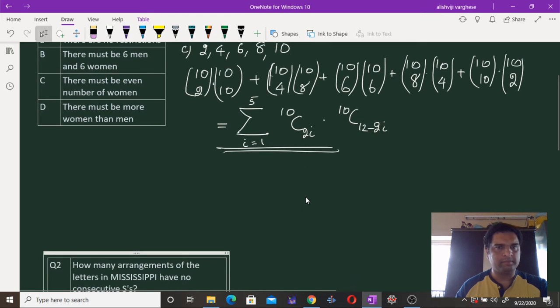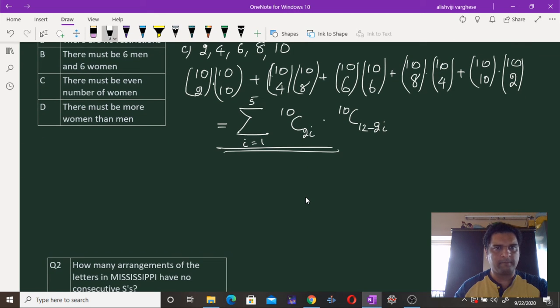Now there is question D. There must be more women than men. Since the committee is of size 12, this happens when there are at least 7 women in the committee. So we have to find the ways in which we can choose a committee with 7 women, 8 women, 9 women, 10 women.